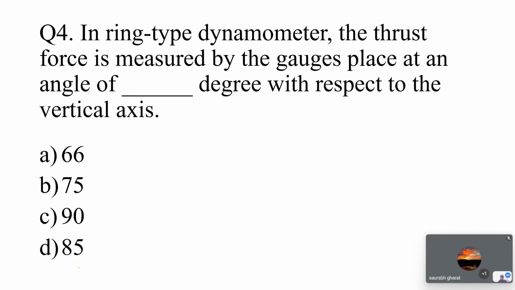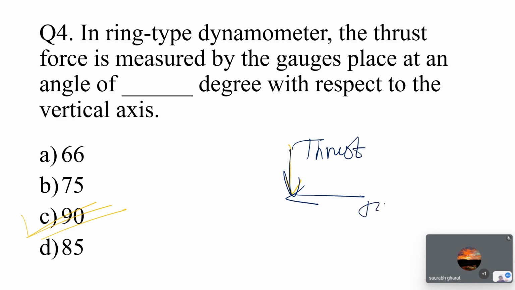In ring type dynamometer, they are asking for the thrust force. Force is measured by gauges placed at an angle with respect to the vertical axis. Ring type and thrust force they are asking. This will be your thrust force, so it will be 90. What is your thrust force? You must know. Thrust force is this. This will be the tangential force. Okay, this is thrust force. Remember, and this is tangential.